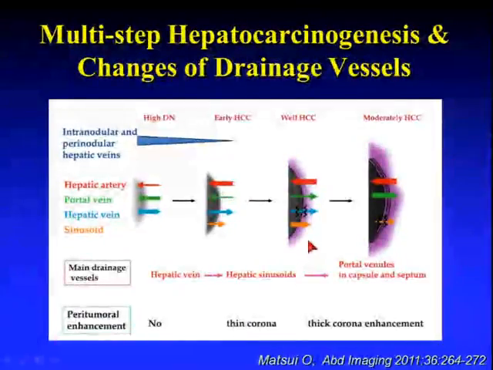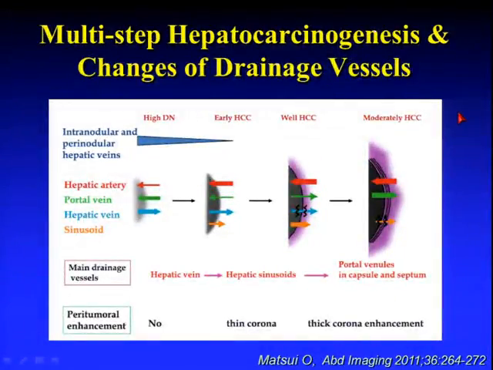This slide shows the tumor drainage according to hepatocarcinogenesis step. In high-grade DN, the drainage vein is the hepatic vein. But in advanced HCC, the portal vein is the drainage vein.